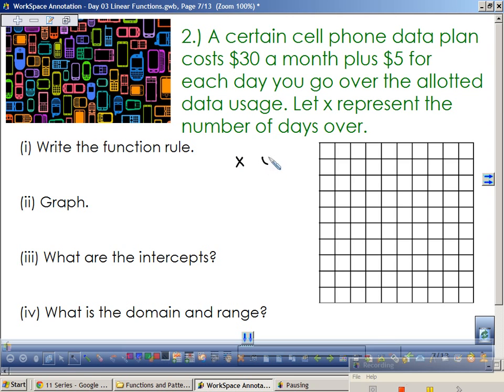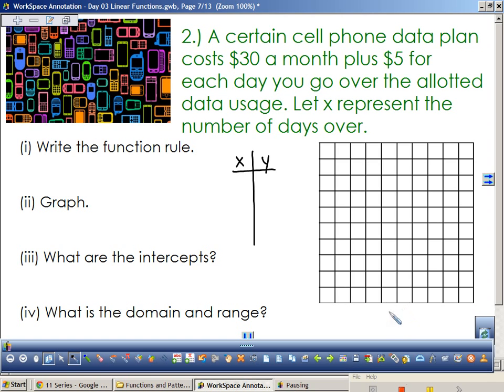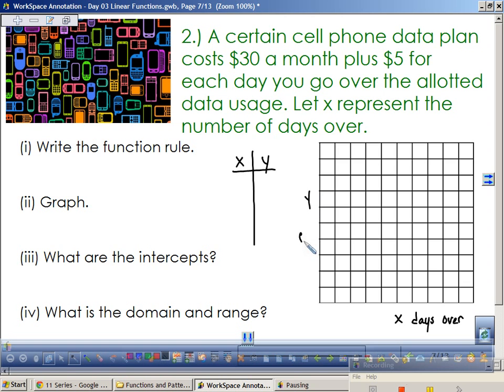I'm going to do X and Y, where it says X represents the number of days over, and Y, we should probably make that the cost, right? Okay, so a certain cell phone data plan costs $30 a month plus $5 each day. What if you don't go over? It's just $30, right? So what would I put for X? 0, right? I'm not going to go over, and I'm going to get charged 30.